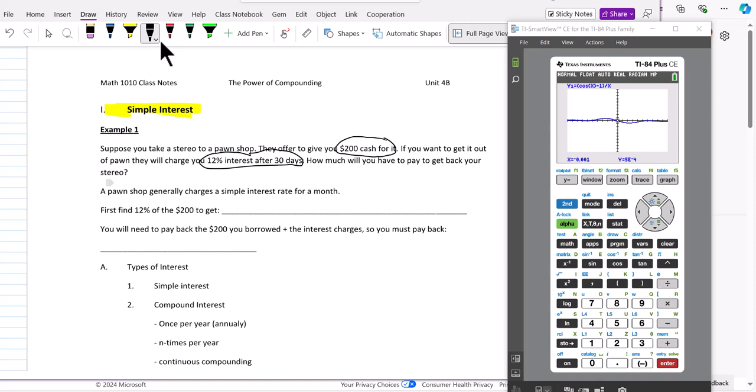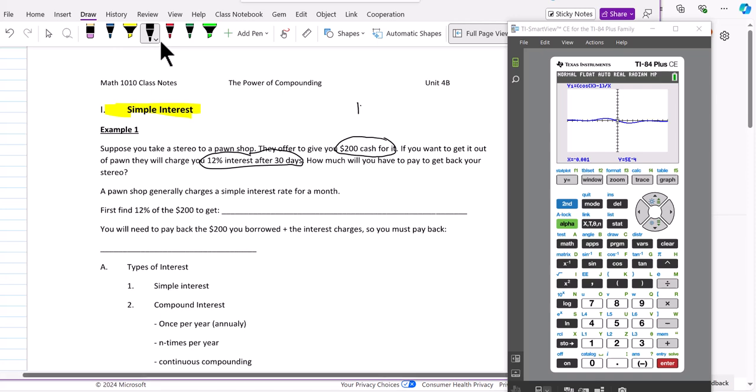And a pawn shop uses simple interest. It's one of the few things out there that uses simple interest. Most places will do some sort of a compounding system, which we'll talk about today. So really what you have to do is find 12% of 200. We've learned how to do that.